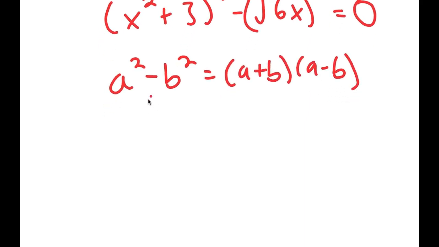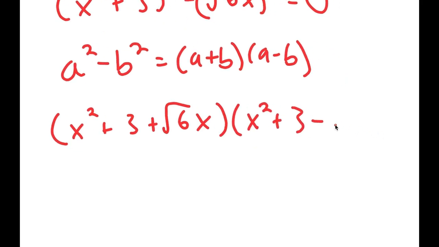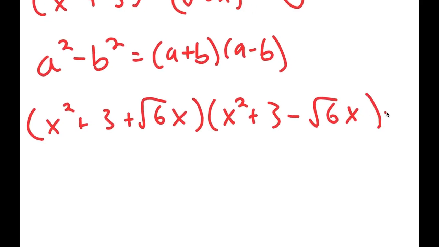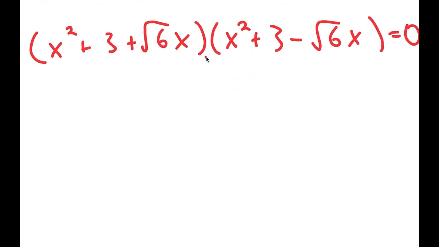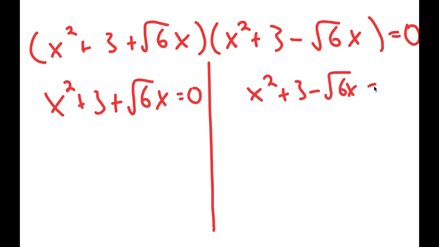So in this case, this turns into (x squared plus 3 plus the square root of 6 times x) times (x squared plus 3 minus the square root of 6 times x) is equal to 0. So this gives me two equations. I have x squared plus 3 plus the square root of 6x is equal to 0, and x squared plus 3 minus the square root of 6x equals 0.